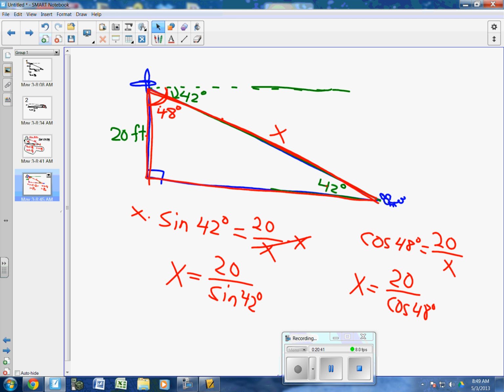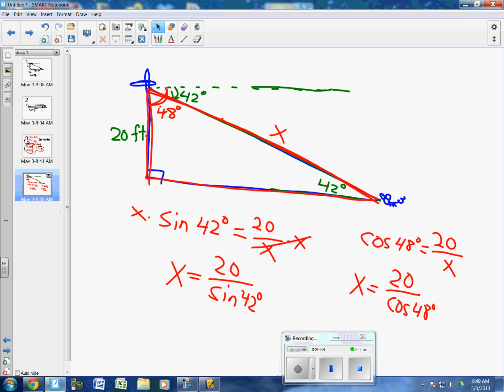20 divided by the sine of 42, 20 divided by the cosine of 48. Make sure your calculator is in what mode? Degree mode, because in my pre-calculus class we've been working in radian mode, so they've been switching it back. So make sure you check your calculator.